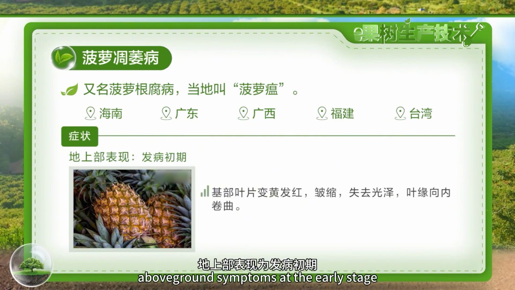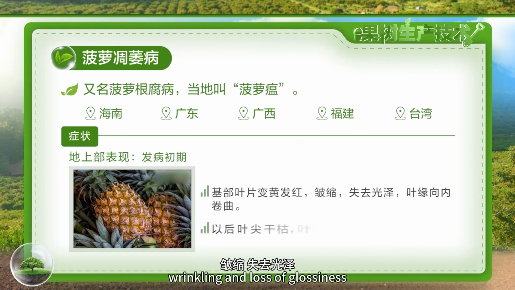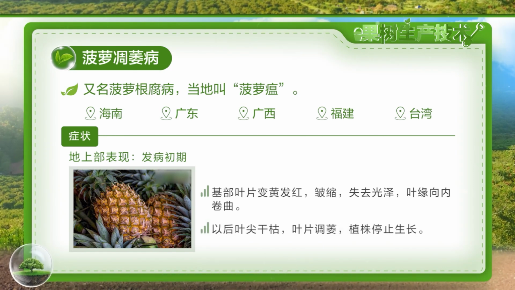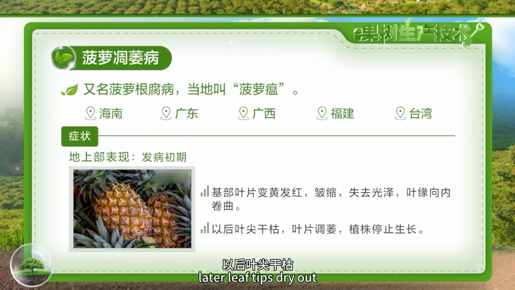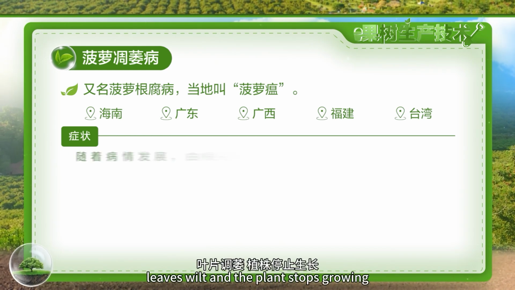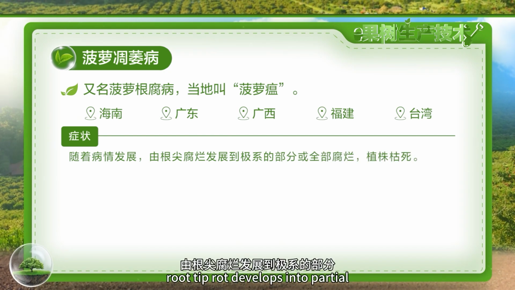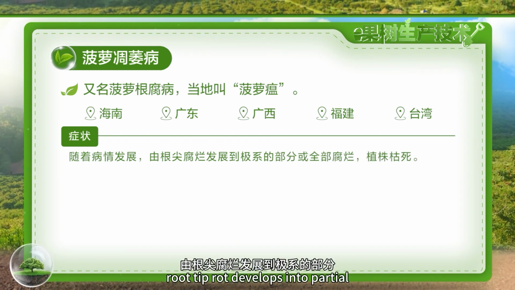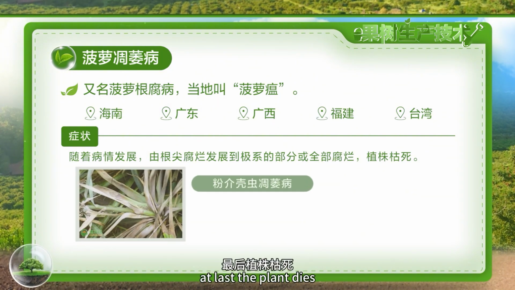Above-ground symptoms at the early stage show the basal leaves turning yellow and red, wrinkling and loss of glossiness. Leaf edges curl inward. Later, leaf tips dry out. Leaves wilt and the plant stops growing. As the disease progresses, root tip rot develops into partial or total decay of the root system. At last, the plant dies.